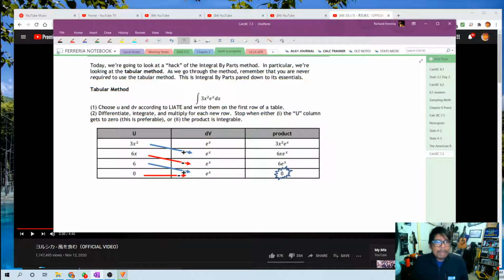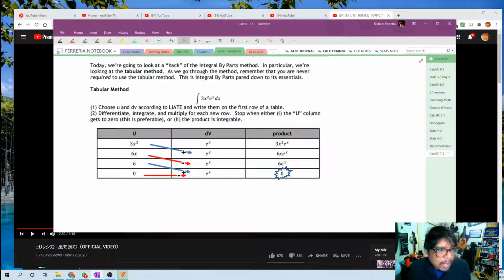So, like I mentioned before, this is a hack of the integral by parts. In particular, it's going to be a table, a tabular method. When we do this method, remember that you are never required to do the tabular method. That's kind of important for you probably. It's not a requirement for you to learn how to do this. However, it is faster. So let's see what it is.